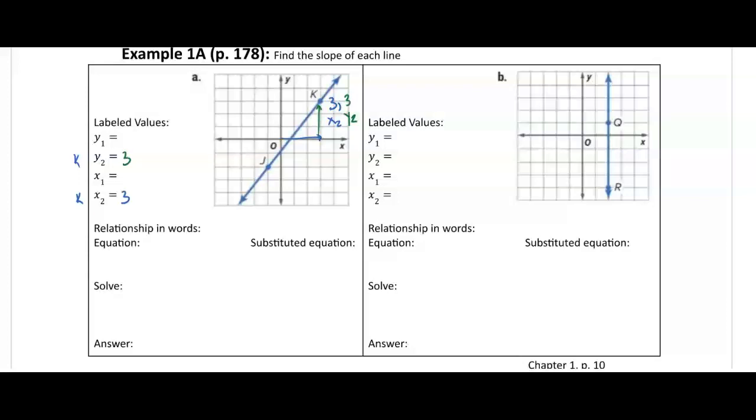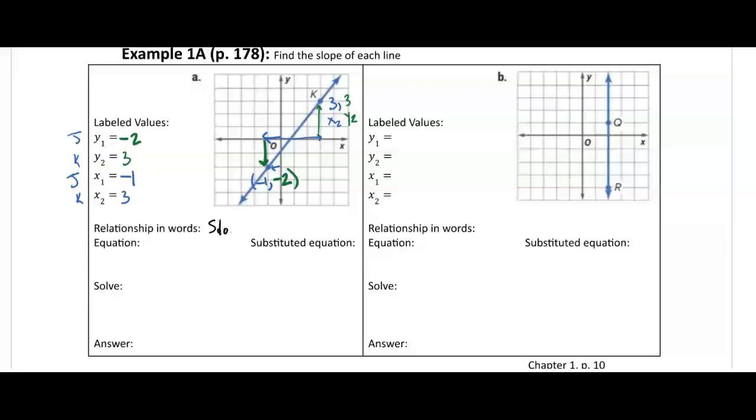Then I'll call my point 1. To get there, I've gone left 1, and left is negative. So x1 is negative 1. And then I went down 2. Down is negative 2. So my y1 is negative 2. These are my points.